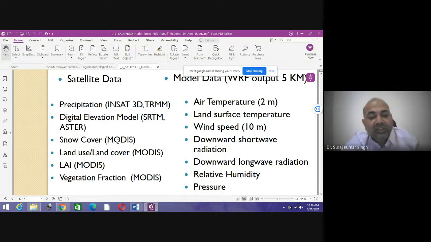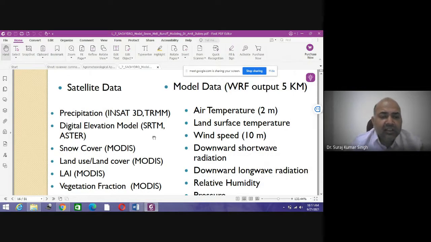Then you will need the snow cover data, because many times during non-monsoon periods, snow is the only source of water through which the rivers and other recharge are getting water. So you require MODIS data for snow cover mapping. Then for land use, land cover mapping, you will require MODIS data in order to know the real understanding of the land use land cover of any area. Then leaf area index, also known as LAI, through which we'll identify the exact amount of vegetation present in that area. And finally, we'll do vegetation fraction using MODIS data.